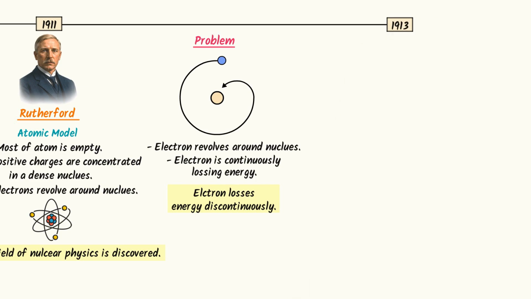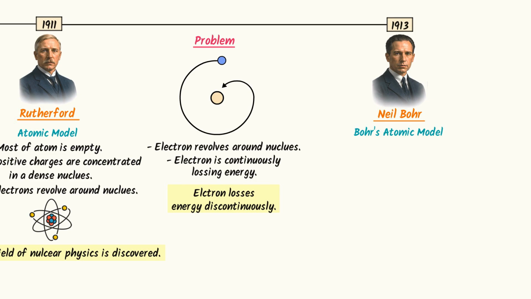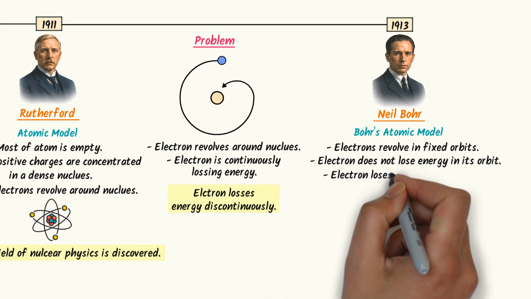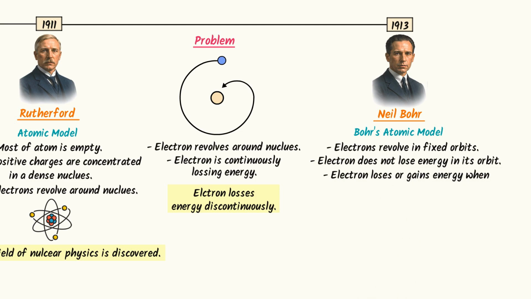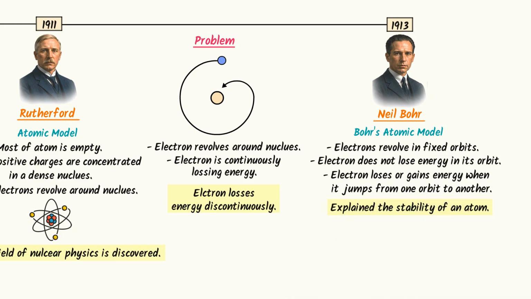Then in 1913, Niels Bohr Baba appeared on the screen. He states that electrons revolve in fixed circular orbits. When electrons revolve in these orbits, they do not lose energy. Electrons only lose or gain energy when it moves from one orbit to another. It was considered to be the best atomic model ever proposed because it explained the stability of an atom. Secondly, it successfully explained the hydrogen spectrum.